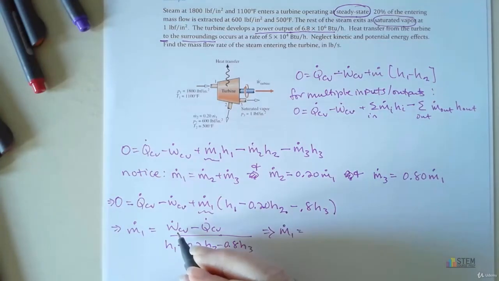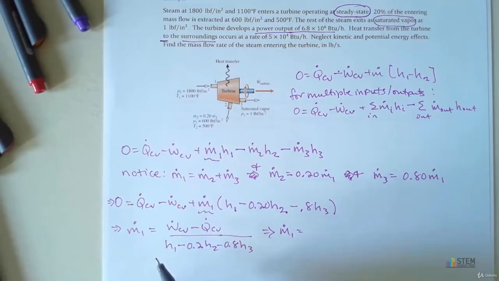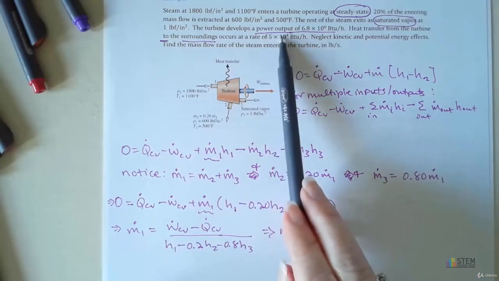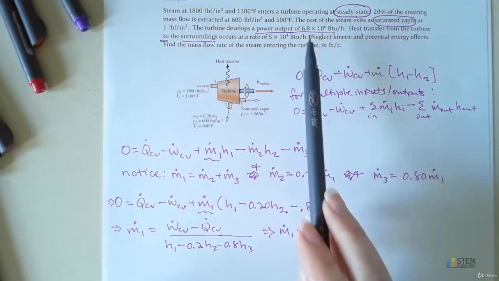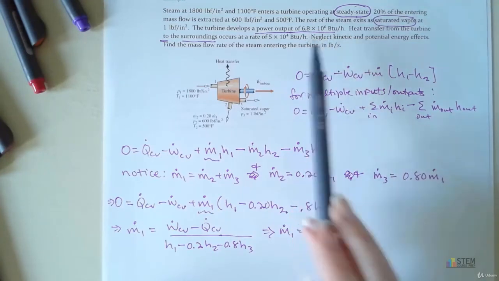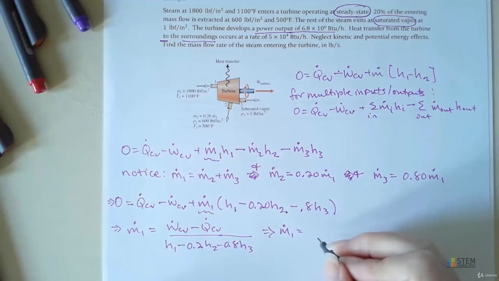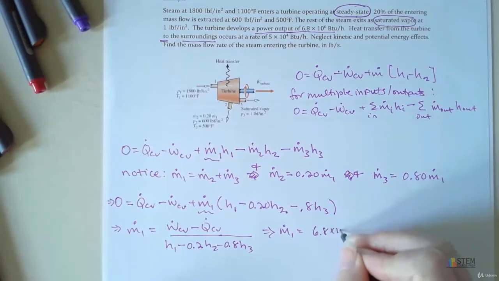W dot. We need to know about a power output. So these W dots are typically going to be a power input, power output, something like that. We have a power output of 6.8 times 10 to the 6th. Now you have to figure out the sign. Is this positive or negative? We know the value, but what's the sign? Let's write the value down.